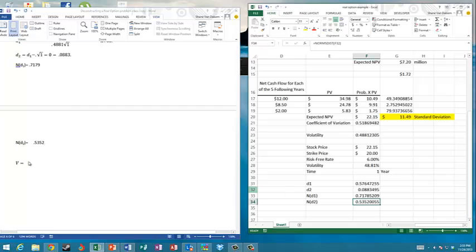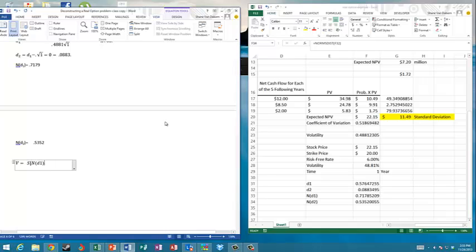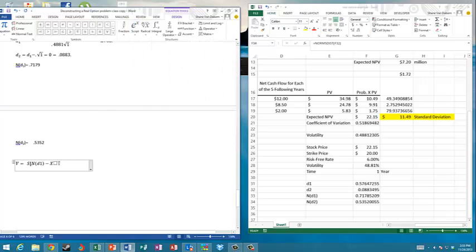My last equation then is my value equation, and it says that the stock price today multiplied by ND1 minus the strike price, X, discounted back to today at the risk-free rate multiplied by time, and then we multiply that by ND1. Or, excuse me, ND2.